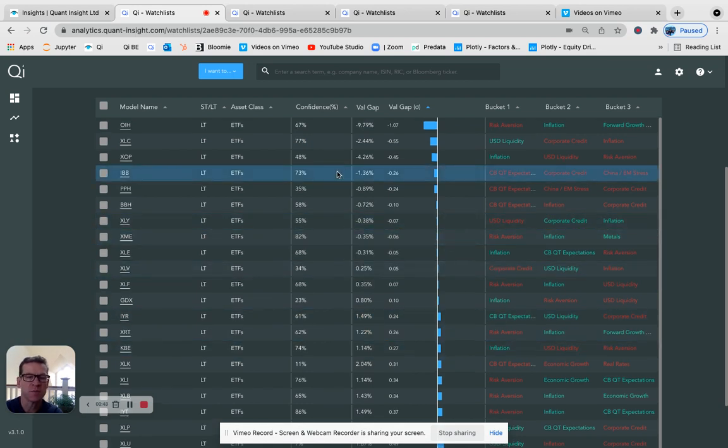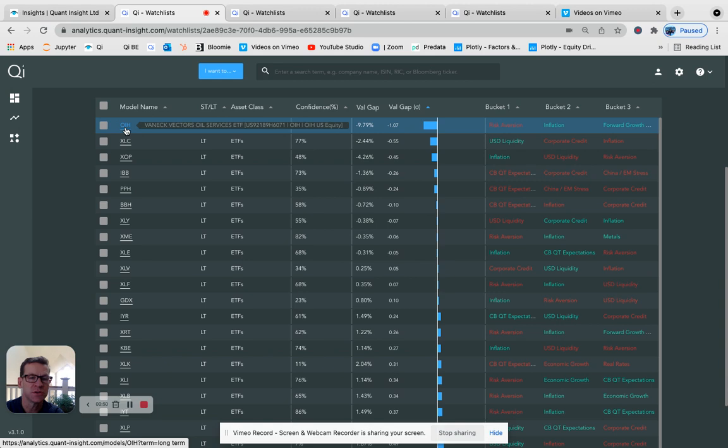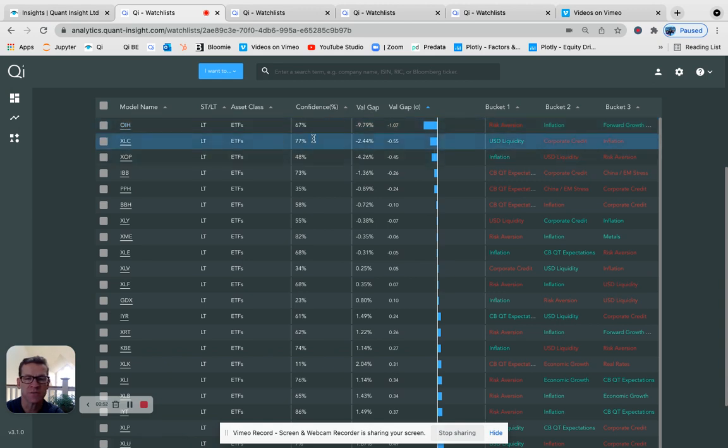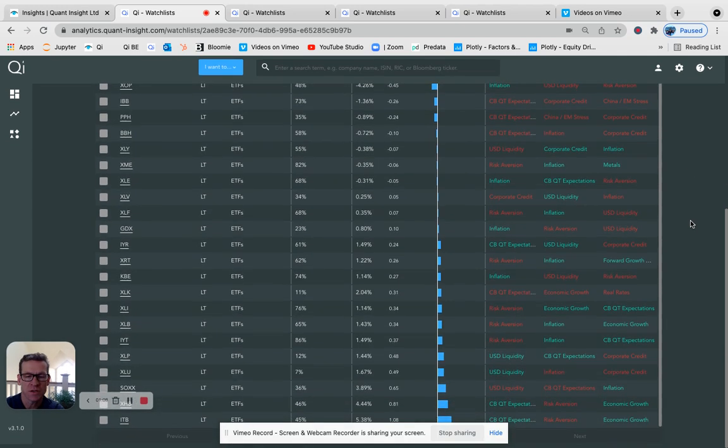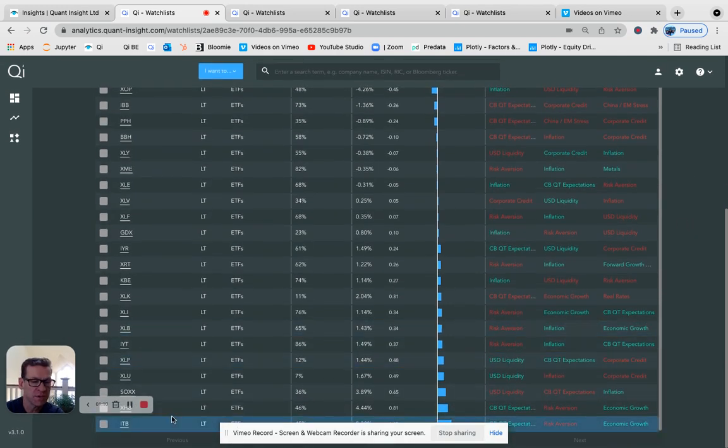So you can immediately see the bookends. OIH, the Van Eck Oil Services ETF, is just over one standard deviation, which is almost 10% below macro fair value. You can see the key drivers. Here, red denotes a negative relationship, green means positive relationship. You can see if we scroll to the bottom, ITB, for example, is the richest of the US sectors at the moment.